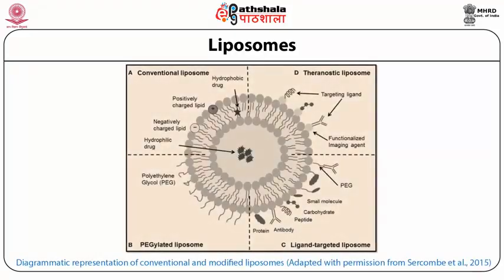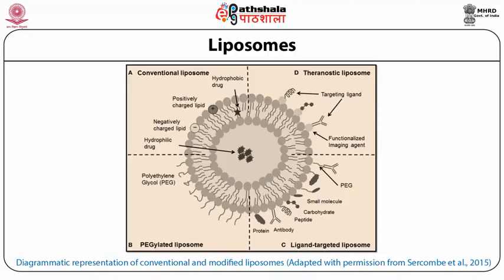In this slide, you can see the different types of liposomes shown in the same figure. The first, A, at the top left hand side, you can see a conventional liposome. In the conventional liposome, there are some components shown in this figure. There will be one hydrophobic drug that could be embedded into these lipid bilayers. You can see there are two layers of spheres. These are showing the phospholipids.